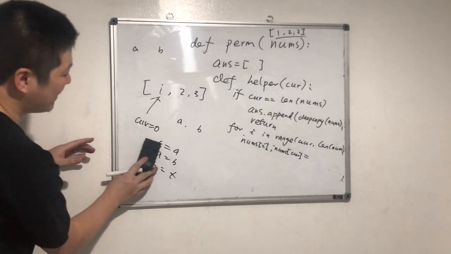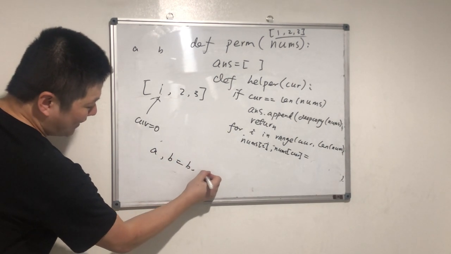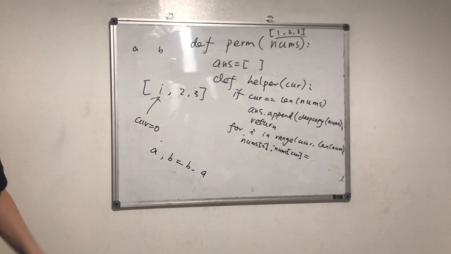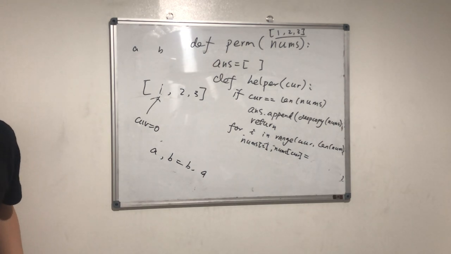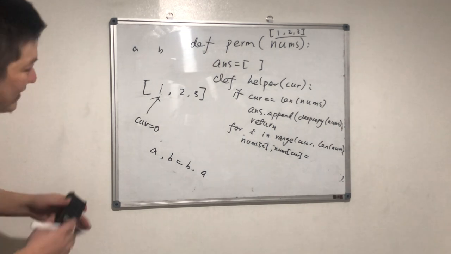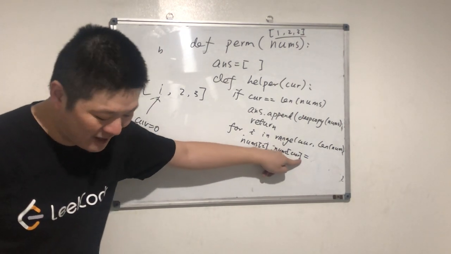But in Python, you can do this: A comma B equals B comma A. Easy. Simple. Okay, so look here, we only swap this: nums i, nums current, equals what?